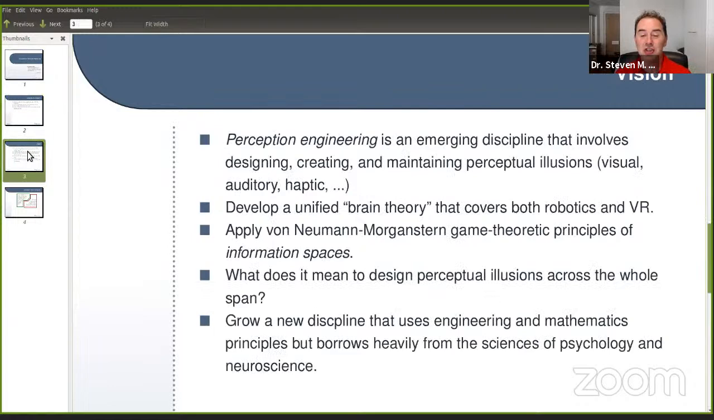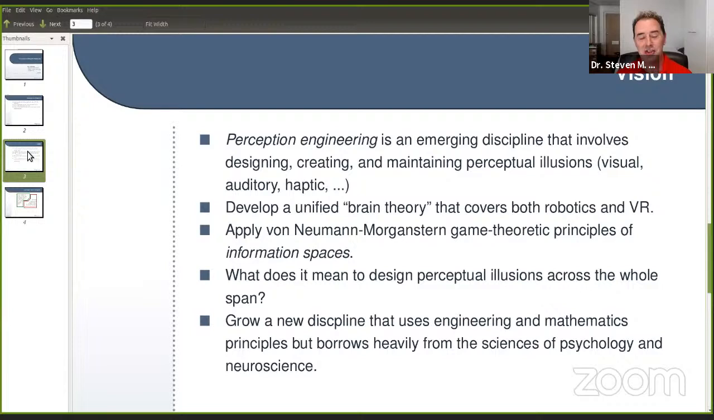So what is perception engineering? I consider that to be an emerging discipline that involves designing, creating, and maintaining perceptual illusions. These could be visual, auditory, or haptic, in the case of this particular center that we're talking about today, which is probably the most challenging and interesting one of all.